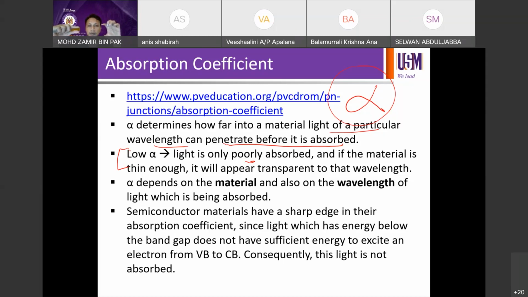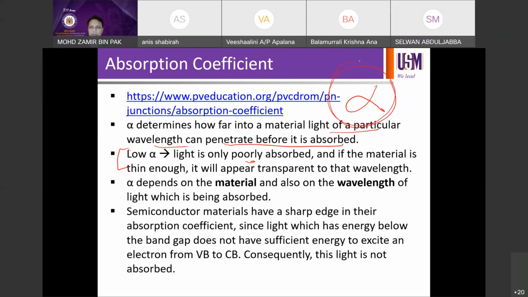When you translate this into industry, you need more material. You need to spend on more material to ensure similar light absorption for the alpha low material. On the other hand, for the alpha high material, you only need this much, hence the lower cost to ensure the same light absorption capability. We're going to learn it on the next page, don't worry yet. So alpha depends on the material and also the wavelength.